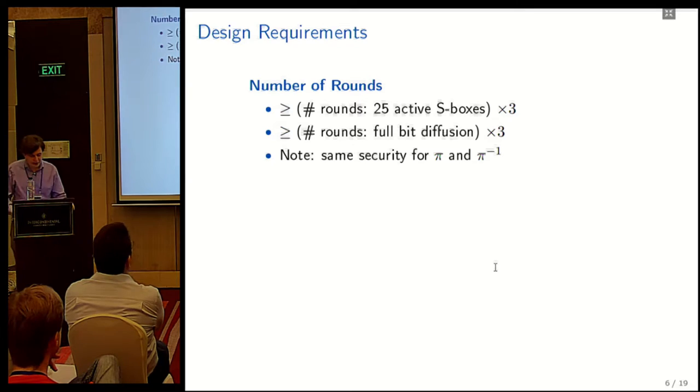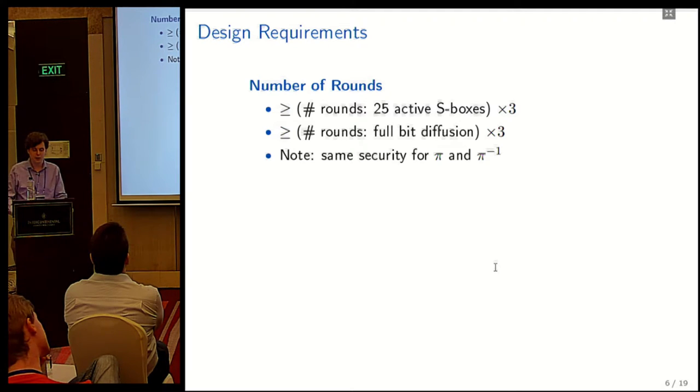So now we need some basic requirements to analyze the security, and we follow quite closely what is done for AES. So we look at counting the number of active S boxes, and we calculate the number of rounds for which you have at least 25 active S boxes. You also calculate the number of rounds for which you have full bit diffusion, meaning every output bit affects every input bit. For the first criterion, of course, both linear and differential cryptanalysis. And you multiply this number of rounds by 3.